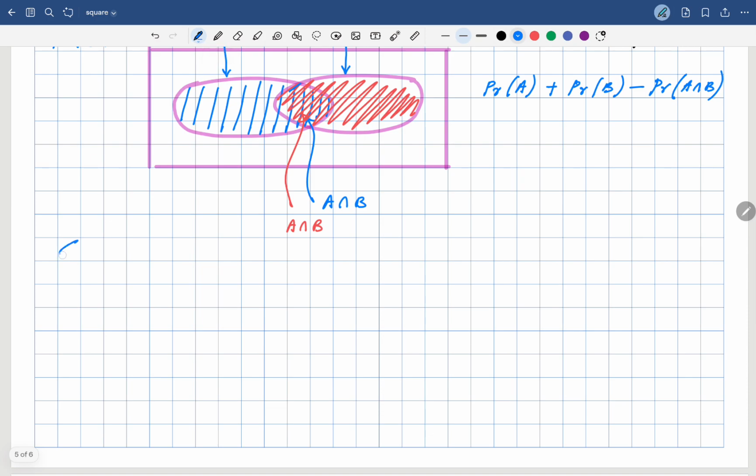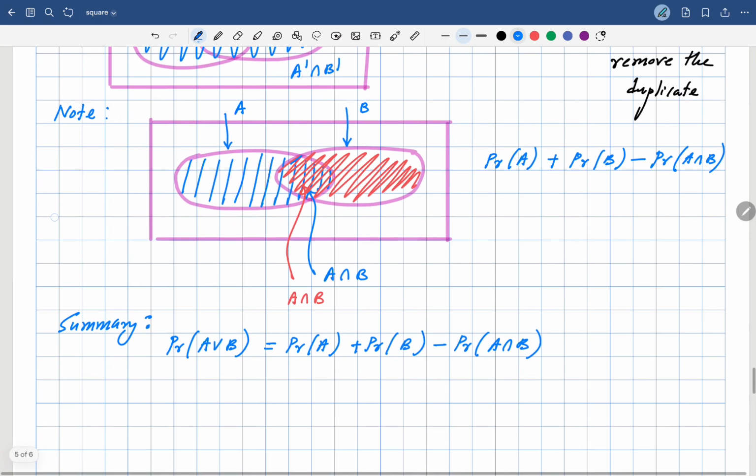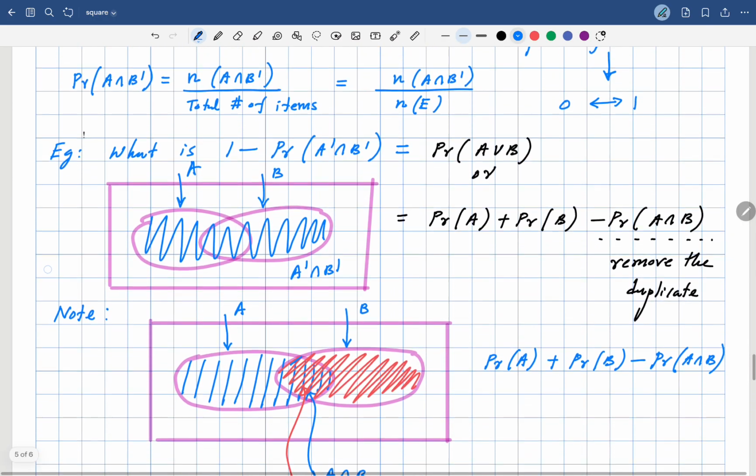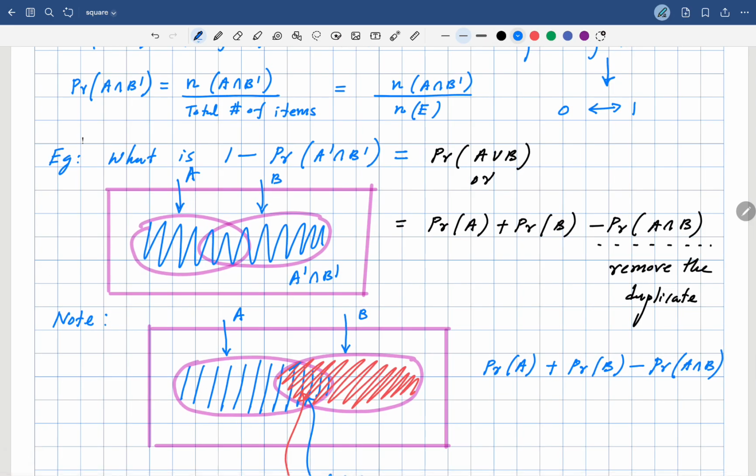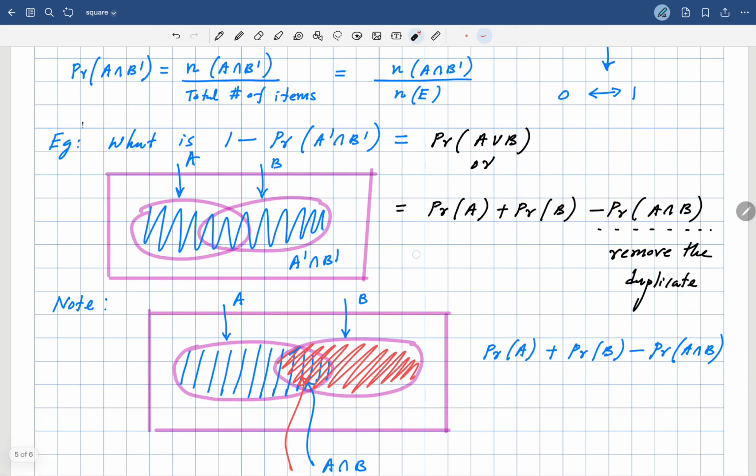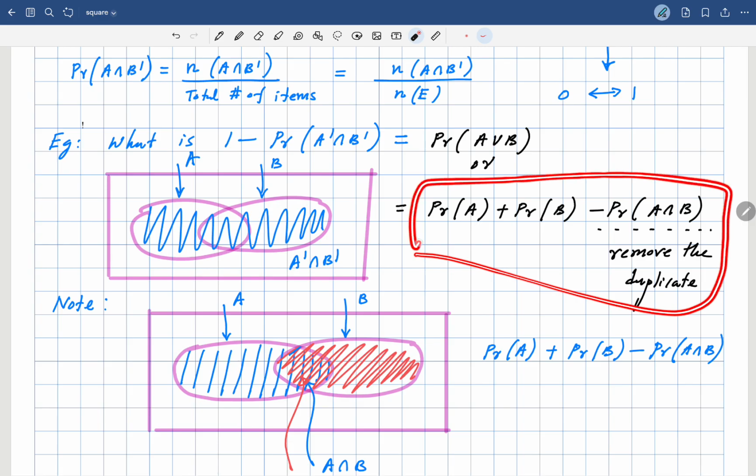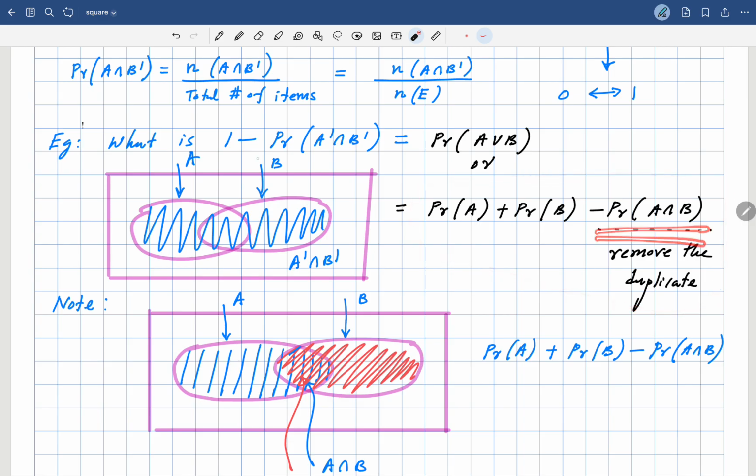So finally, what we understood: probability of A union B is equal to probability of A plus probability of B minus probability of A intersection B, right? And that is what we discussed in this example as well. So now you can go back to this example and understand why I removed it.